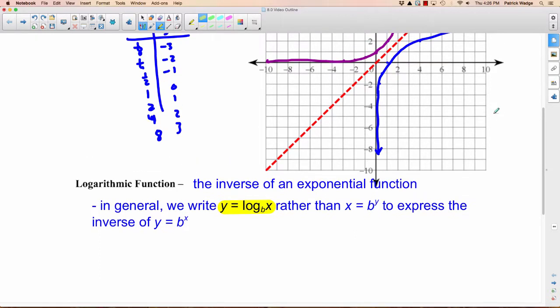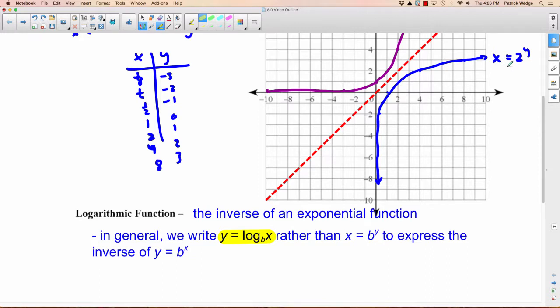Instead of writing it in this form that I did here, x equals 2 to the y, how I'd write that instead, which is easier to work with, more accepted, more usual, is y equals the base 2 logarithm of x. This is the same thing as what I've written here previously. They're exactly equal to each other.